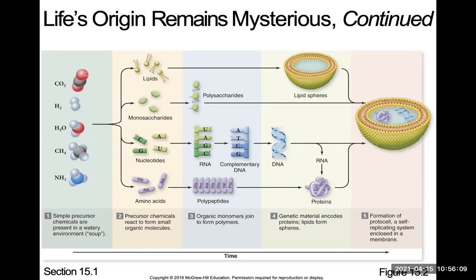So we had only inorganic molecules. Over time, they turned into organic molecules and then into a little bit more complex organic molecules. So monomers, they started joining together to form polymers. So genetic material that encodes for proteins came around, and then we had proteins, and then there was something that was made up of phospholipids.